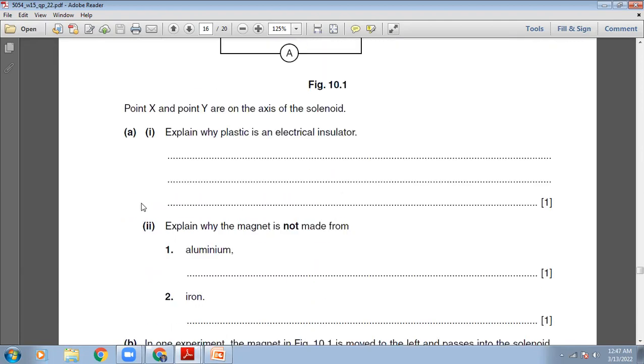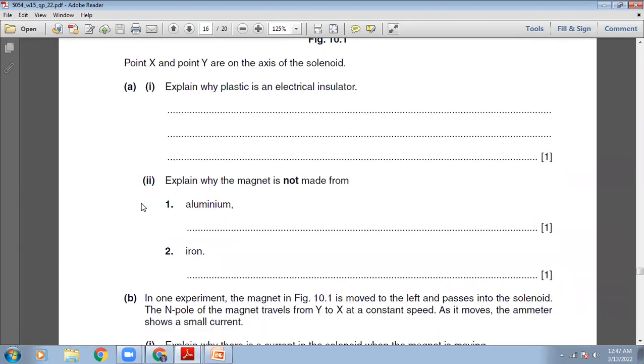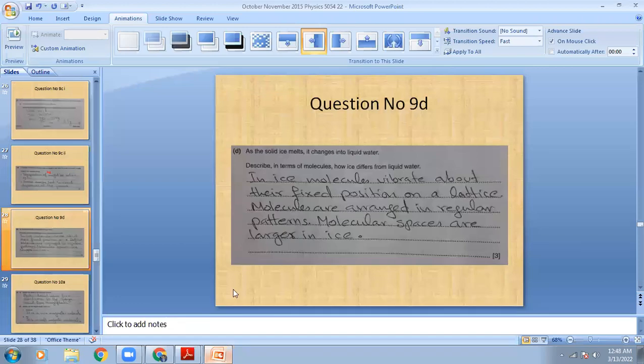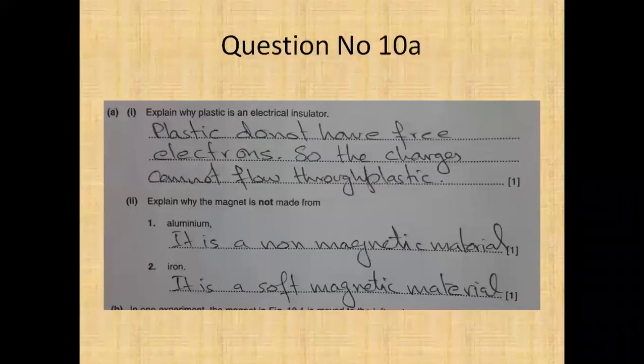Explain why plastic is an insulator. You see, the plastic is an insulator because the plastic does not have free electrons in it. Because it does not have free electrons, the charged particles cannot move through the plastic body. So that's why the plastic is an insulator. So let's have a look at the first answer. Plastic does not have free electrons, so the charges cannot flow through plastic.